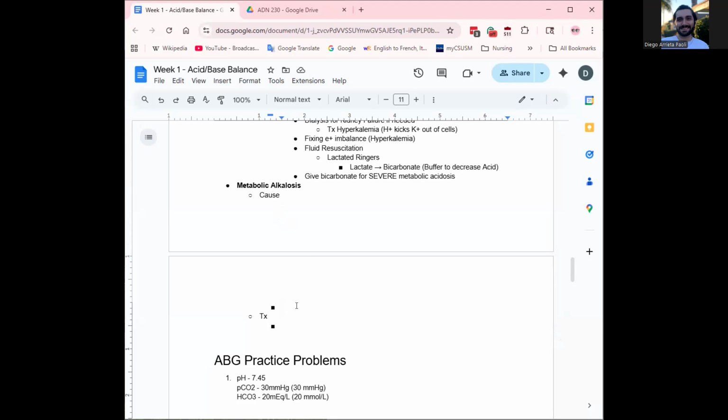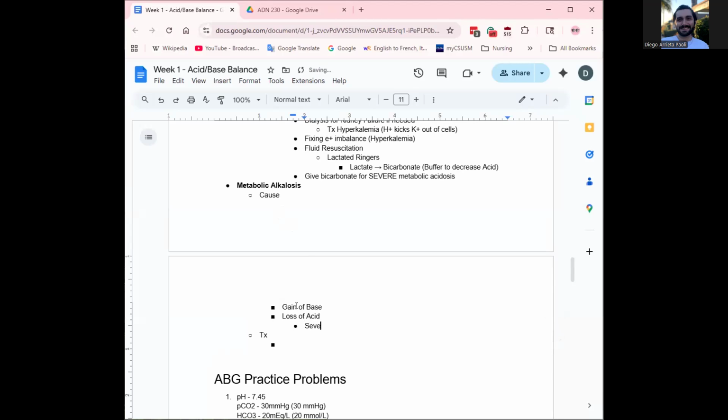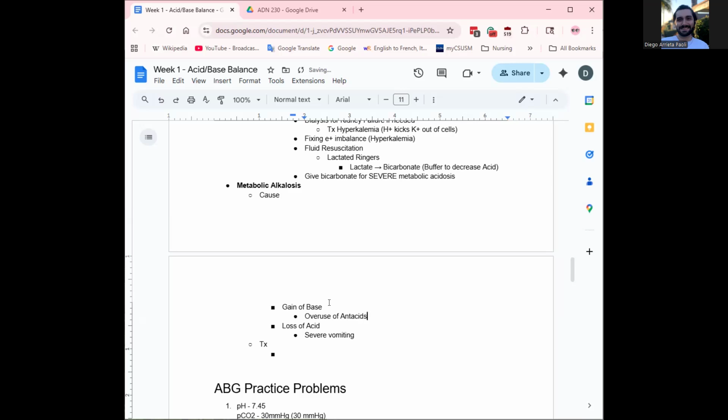I'll do the same thing, gain of base, loss of acid. So vomiting, yeah. Loss of acid would be like severe vomiting. Antacid overdose, so that would be a gain of base. Overuse of antacids, makes sense. Yep, NG tube suctioning. That would be a loss of acid there.